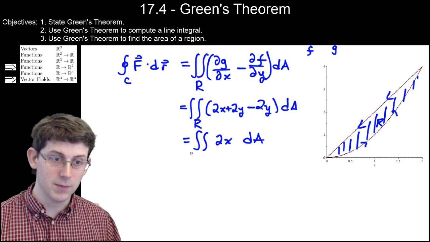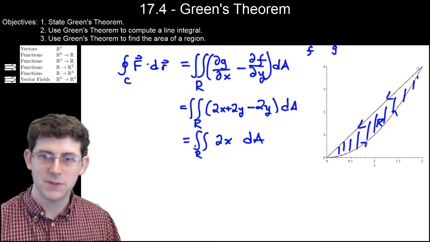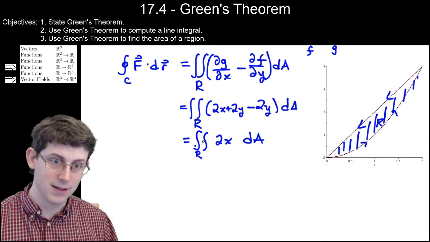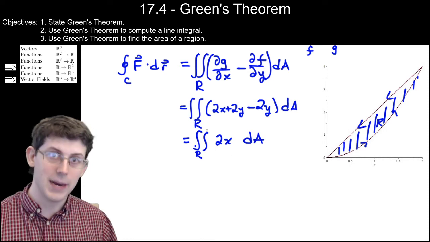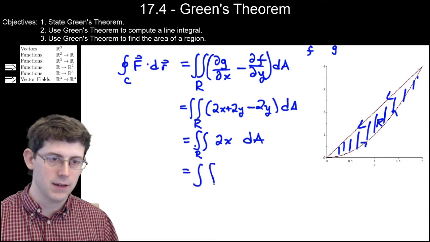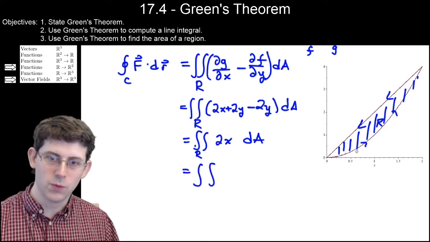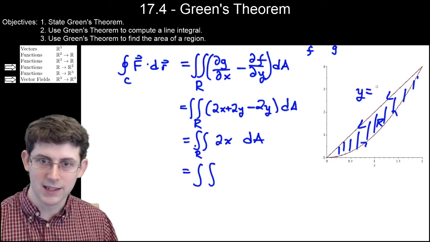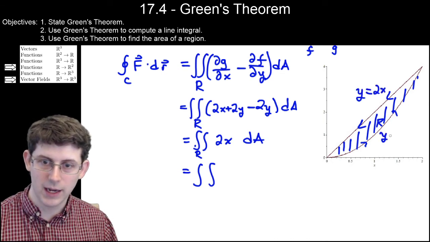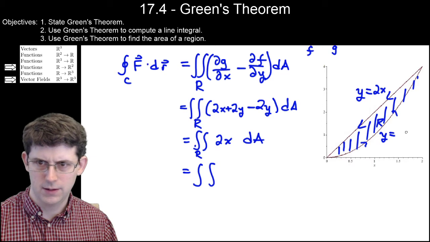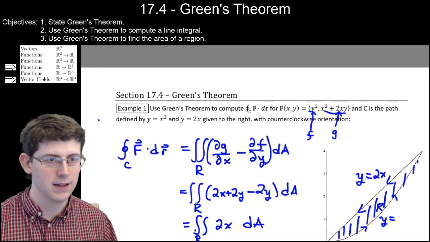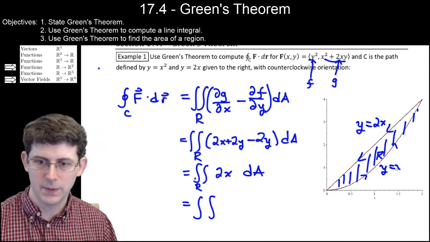Well, how do I do a double integral over a region? I have to figure out how to get the region into the bounds of the integral. Since these both are functions y equals a function of x, like this is y equals 2x, and this is y equals, does it say? Just y equals x squared.